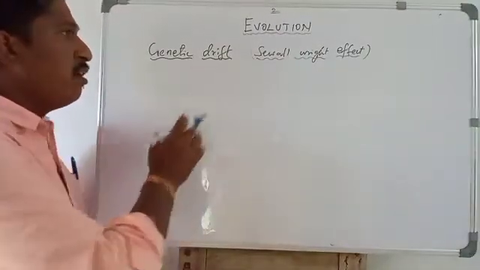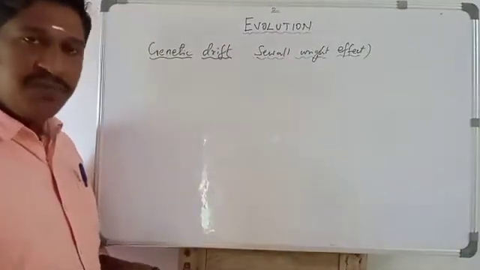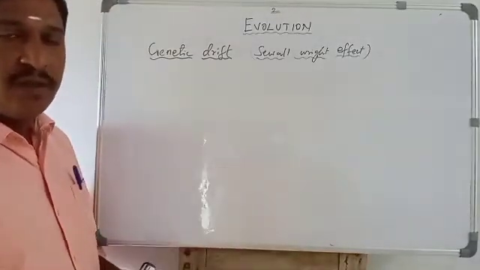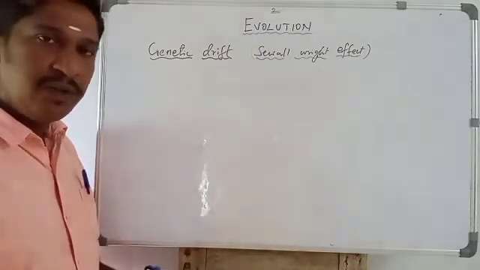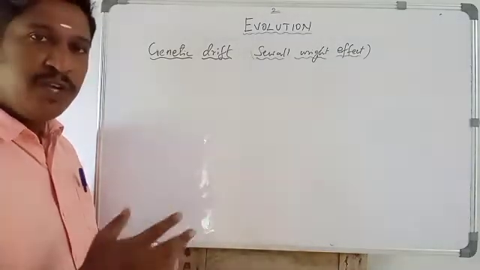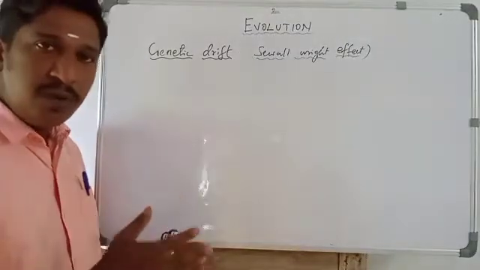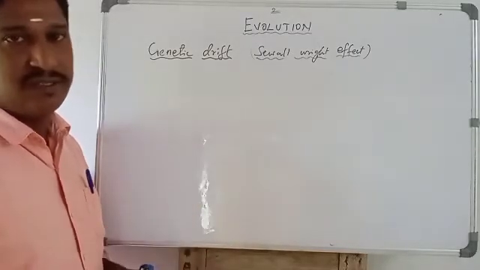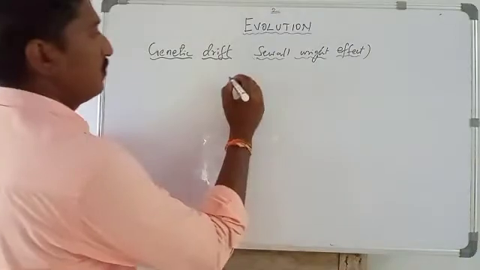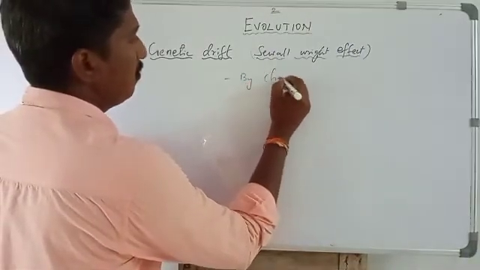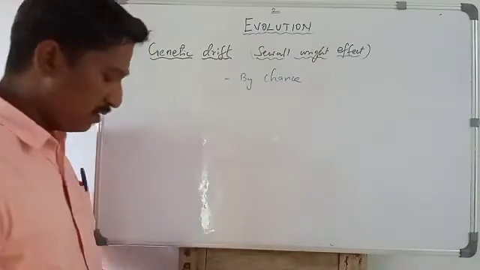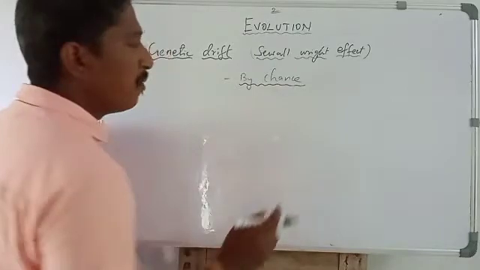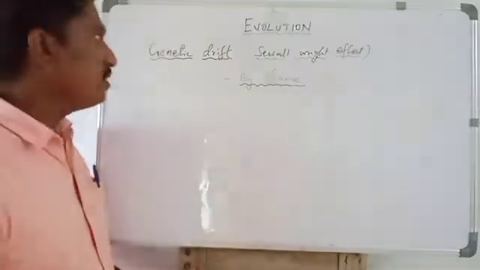In a larger population, the gene frequencies are more or less the same over many generations, but in a smaller or isolated population, the gene frequencies change not only by the force of natural selection but also by chance. So the change of gene frequency in a population by chance is called genetic drift.